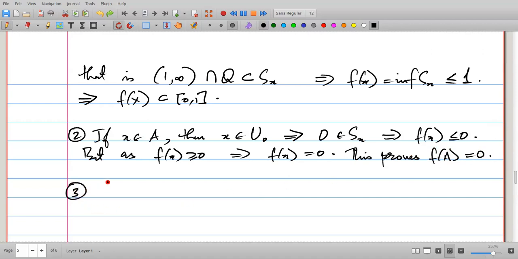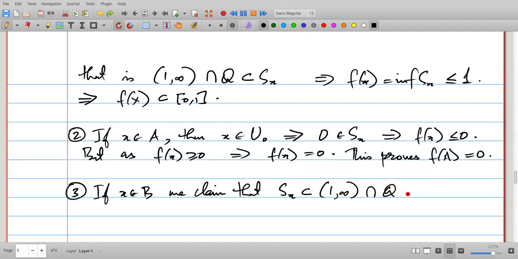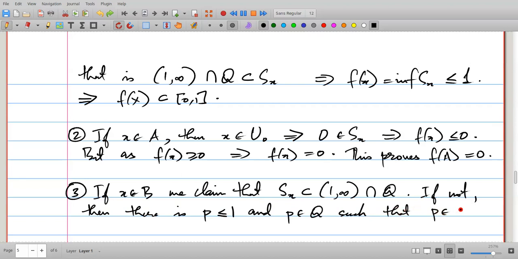So 3, let us prove that f of B is 1. So if x belongs to B, we claim that S sub x is contained in [1, infinity) intersected with the rational numbers. If this is not true, then there is p less than or equal to 1 and p in Q such that p belongs to S sub x.